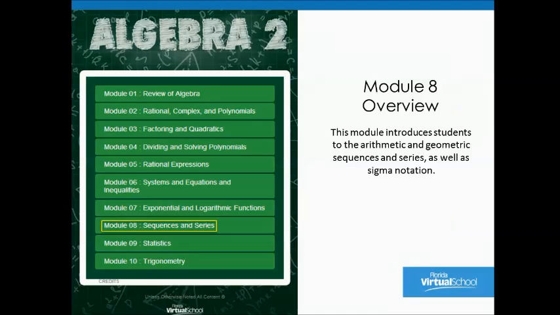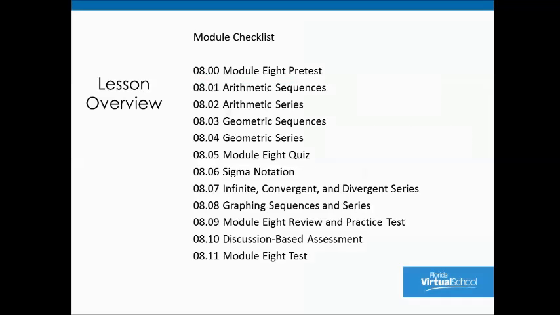Module 8 is all about sequences and series. This module introduces students to the arithmetic and geometric sequences in series, as well as sigma notation. The module checklist goes from 0.0 for the pretest all the way to 8.11 for the Module 8 exam.